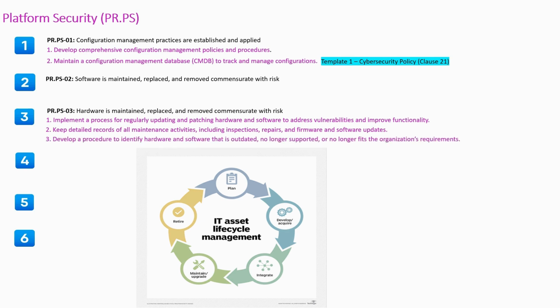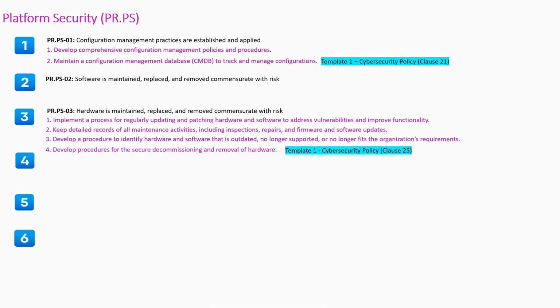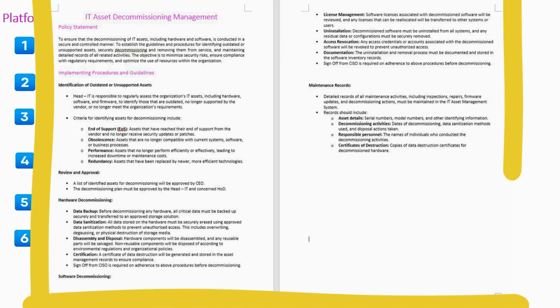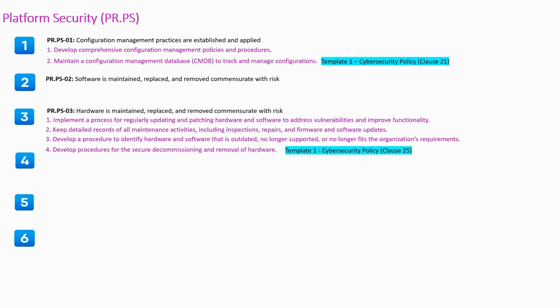Develop a procedure to identify hardware and software that is no longer supported or which is outdated. Develop procedures for secure decommissioning and removal of hardware. You may like to refer to clause 25 of template 1, which is about IT assets decommissioning procedures. You may like to use the same template and modify it according to your requirements.